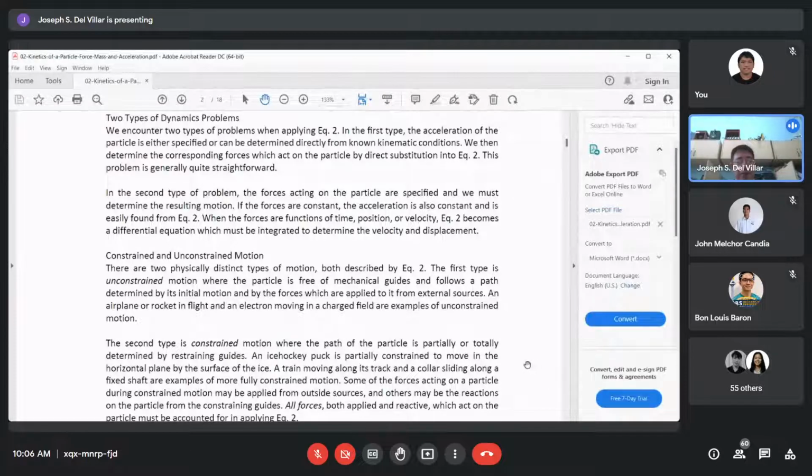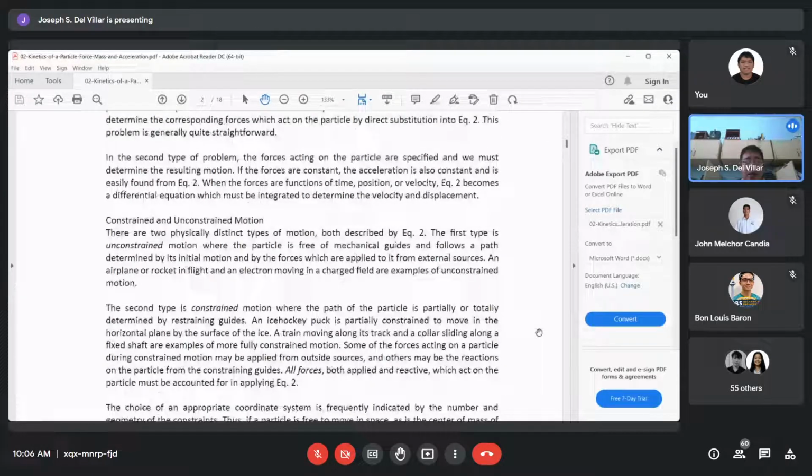Now the second type is constrained motion, where the path of the particle is partially or totally determined by restraining guides. An ice hockey puck is partially constrained to move in a horizontal plane by the surface of the ice. A train moving along its track and a collar sliding along a fixed shaft are examples of more fully constrained motion. So there are restraining guides.